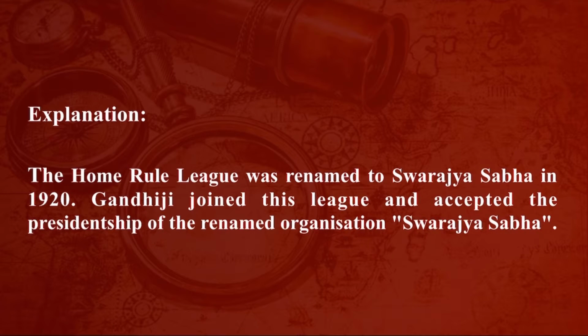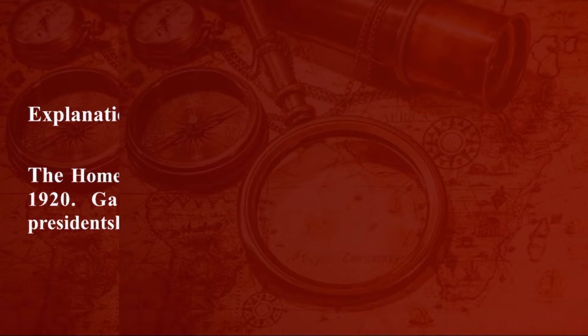The Home Rule League was renamed to Swarajya Sabha in 1920. Gandhiji joined this league and accepted the presidentship of the renamed organization Swarajya Sabha. Now let's move to the next question.